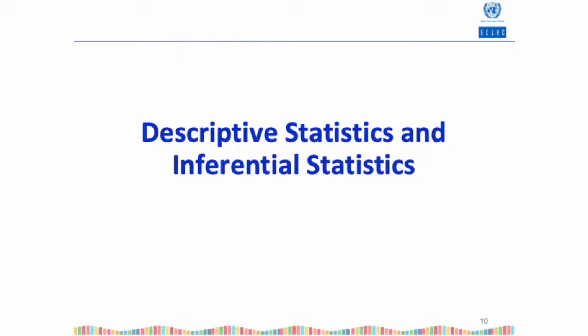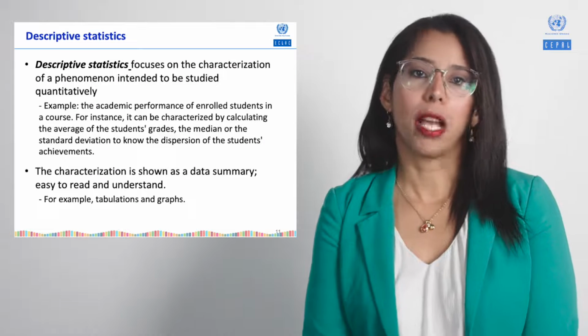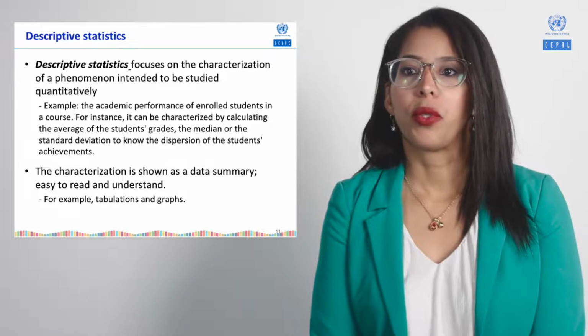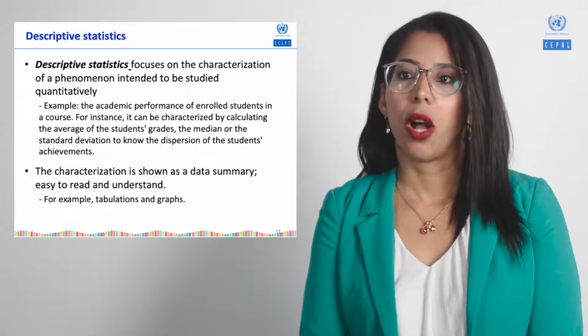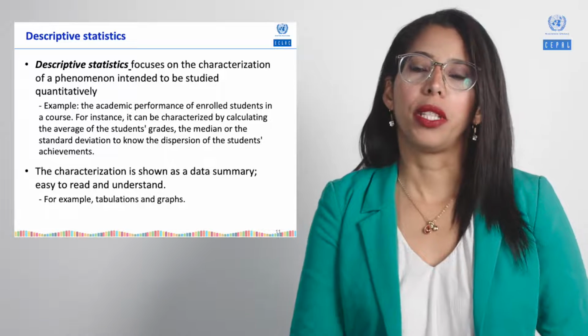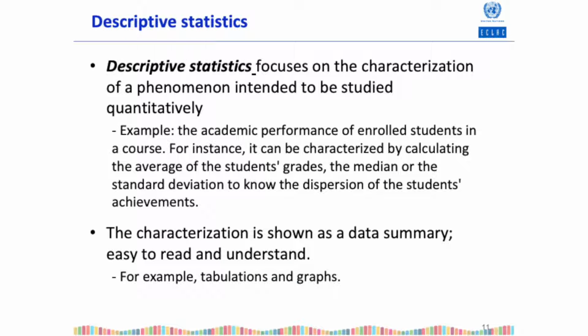Let's go for the descriptive statistics and inferential statistics. The descriptive statistics focus on the characterization of the phenomenon intended to be studied quantitatively. For example, the academic performance of enrolled students in a course. For instance, it can be characterized by calculating the average of students' grades, the median or the standard deviation to know the dispersion of the students' achievements. And the characterization also shows some summary of data that could be easy to understand. For example, graphs and tabulations, as I mentioned before, that you will find in our yearbook.